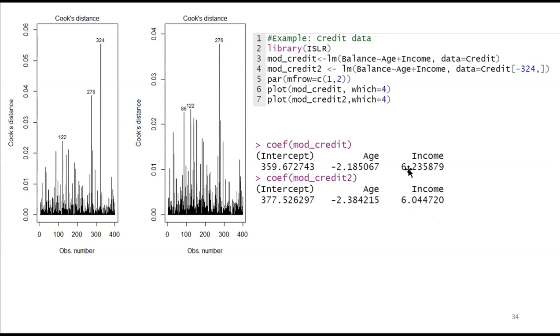For example, if the income here changed sign, and I'm interested in trying to explain the phenomenon between income and balance, I would be concerned. That means that point 324 is influential, right? So I would remove it, discard that point. Here they're kind of close, so I'm going to retain the point 324, and then there are no influential points judging by Cook's distance.